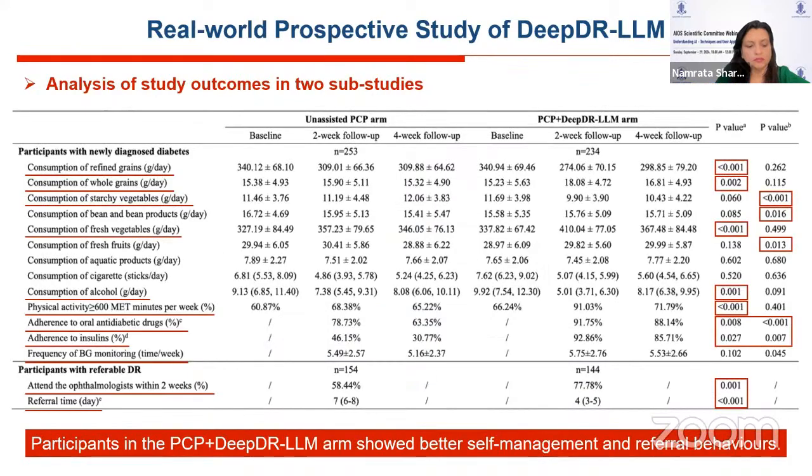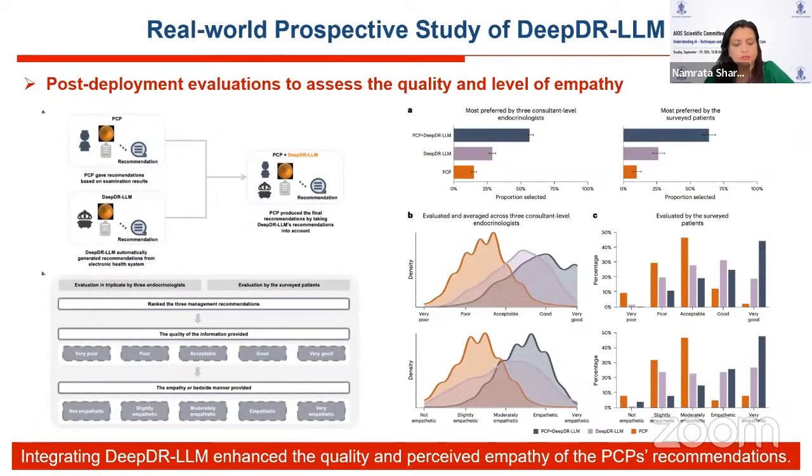This table shows analysis of study outcomes in 2 sub-studies. As you can see, participants in the DeepDR LLM arm show better self-management and referral behaviors. We also conducted post-deployment evaluations to assess the quality and level of empathy of the management recommendations generated by DeepDR LLM. And as you can see in the right figure, integrating DeepDR LLM enhanced the quality and perceived empathy of the primary care physician's management recommendations.